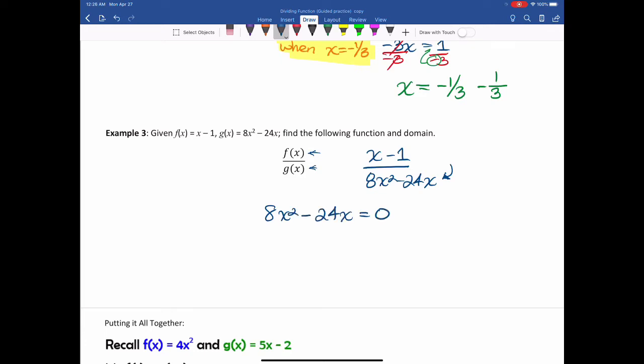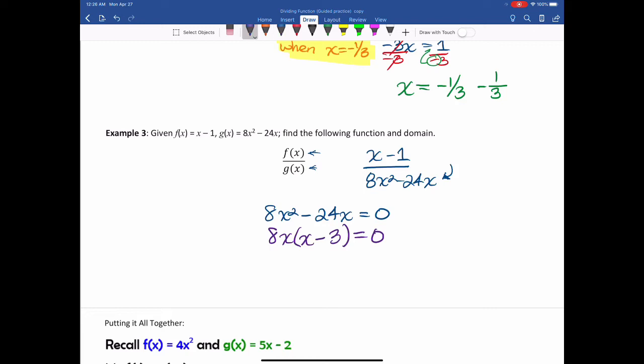Then we're going to use the zero product property. Now you might notice that in 8x squared and 24x, you could take out a GCF. The GCF is 8x. So you pull out that 8x and factor it out. You're left with an x in the first term, and then 24 divided by 8x is minus 3.